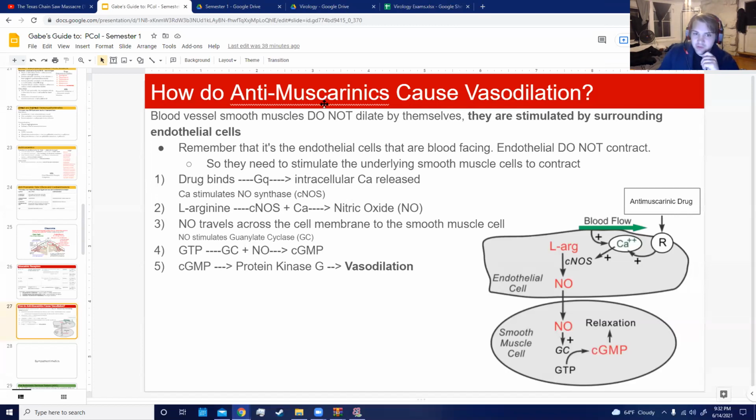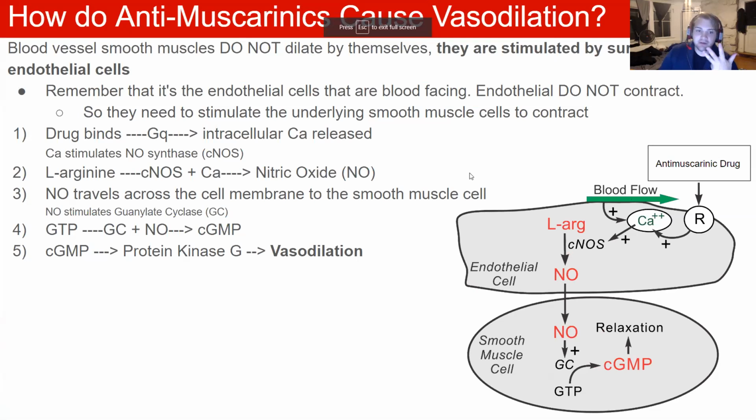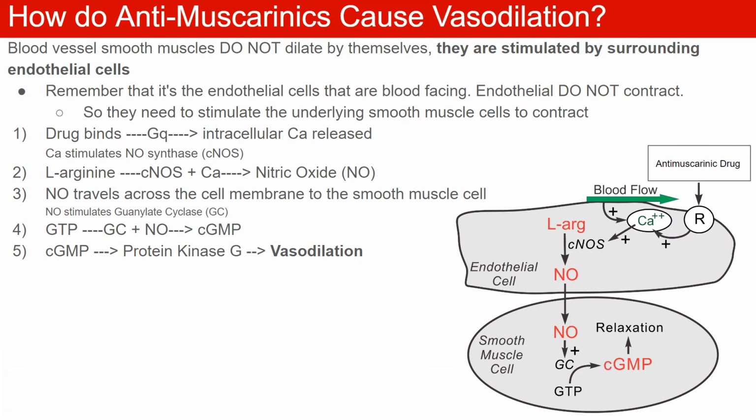So the question is, how do these antimuscarinics cause vasodilation? It's through this GQ coupled receptor, through this downstream effect of nitric oxide. Nitric oxide is a major reason for vasodilation, which I believe we get to later in this semester. I'm not sure, I have to double check when we get to nitroglycerin.